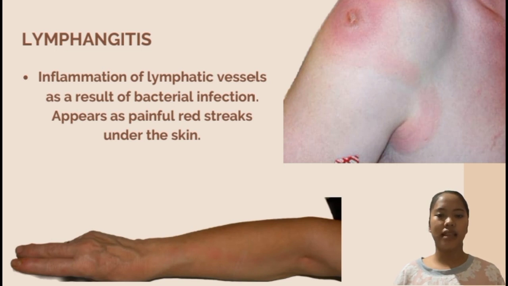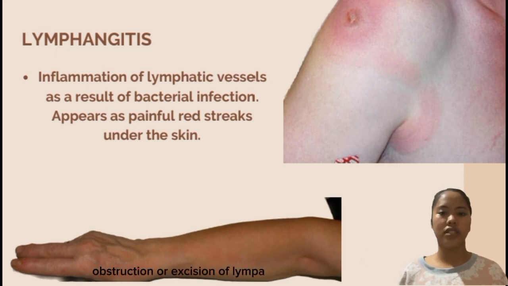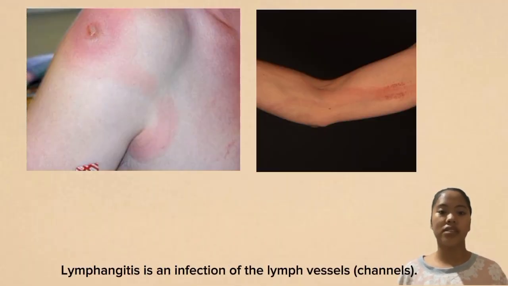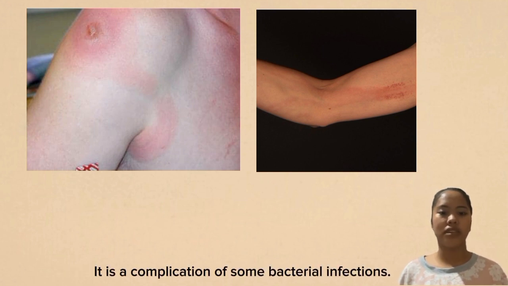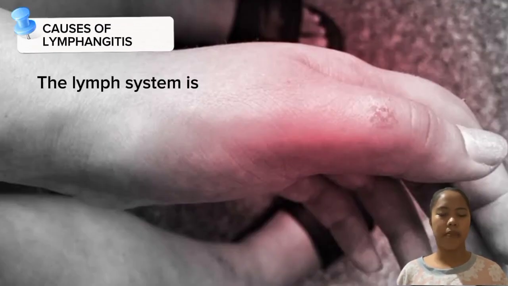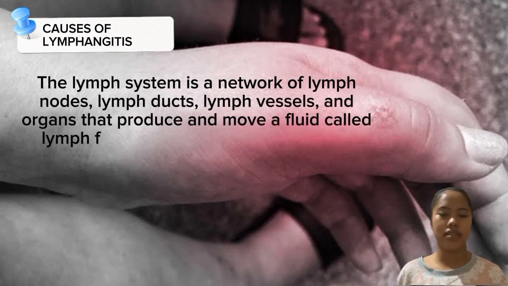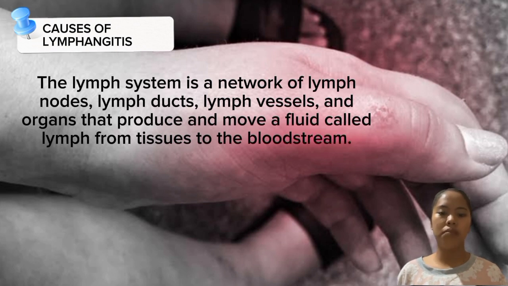The next one is lymphangitis. When we say lymphangitis, it is swelling of tissue with lymph caused by obstruction or excision of lymphatic vessels. Lymphangitis is an infection of the lymph vessels or channels. It is a complication of some bacterial infections. The cause of this: the lymph system is a network of lymph nodes, lymph ducts, lymph vessels, and organs that produce and move a fluid called lymph from tissues to the bloodstream.